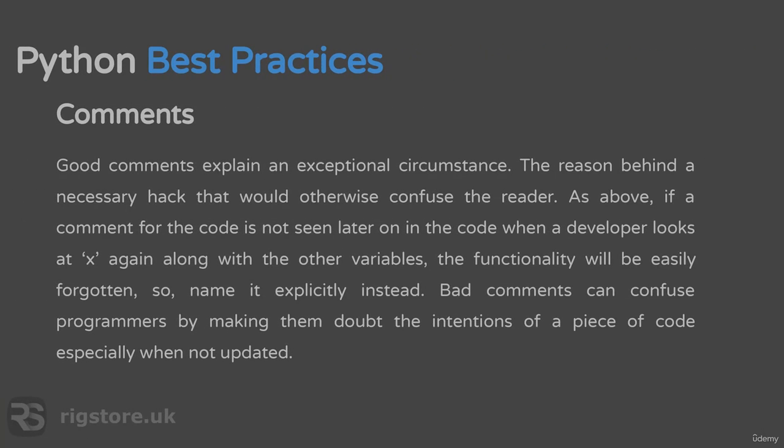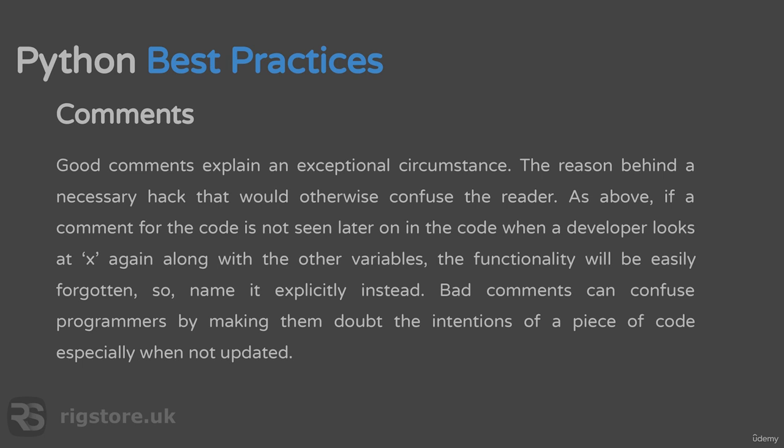Good comments can explain exceptional circumstances, the reason behind a necessary hack that would otherwise confuse the reader. As above, if a comment is not seen later on in the code when a developer looks at X again, along with the other variables, the functionality will be easily forgotten. So, name it explicitly instead. Bad comments can confuse programmers by making them doubt the intentions of a piece of code, especially when not updated. When you're refactoring, refactor the code and the comments. Don't just leave the comments, because then you're leaving something which doesn't apply. You will literally confuse everyone.